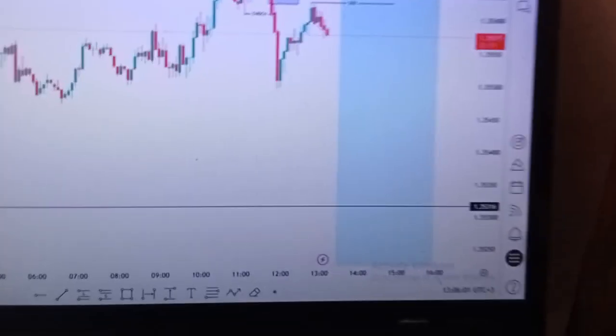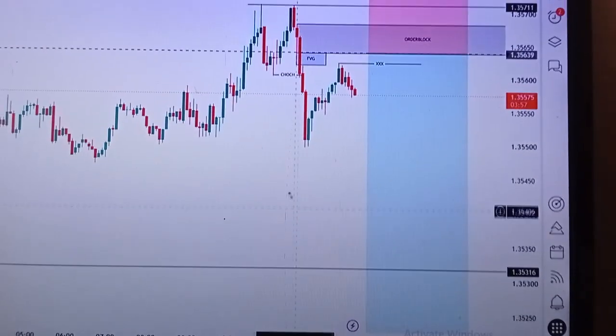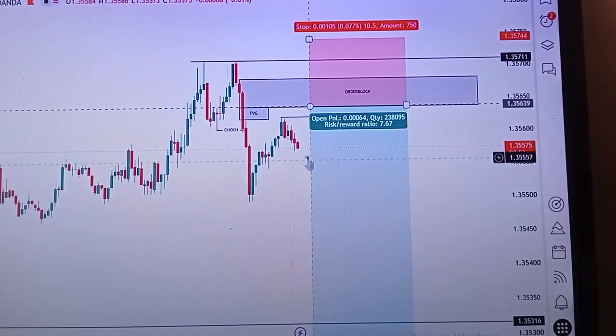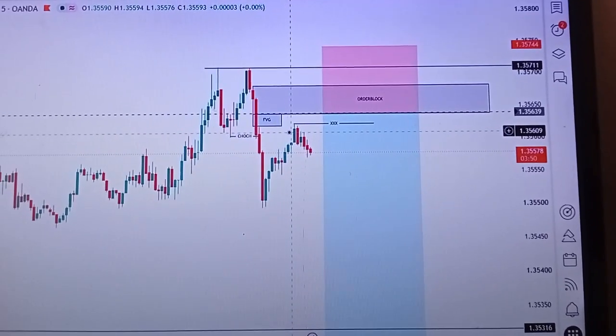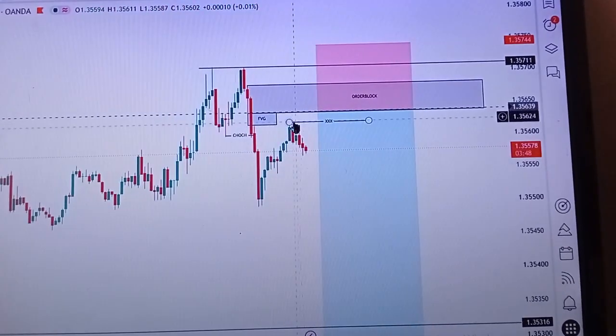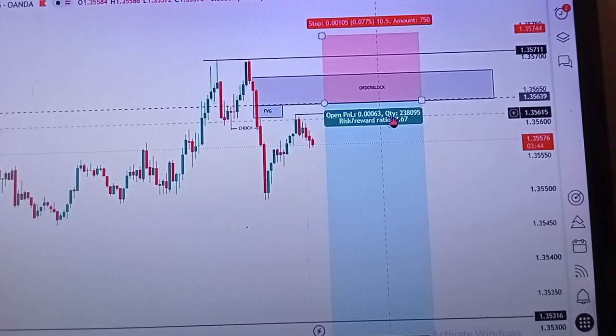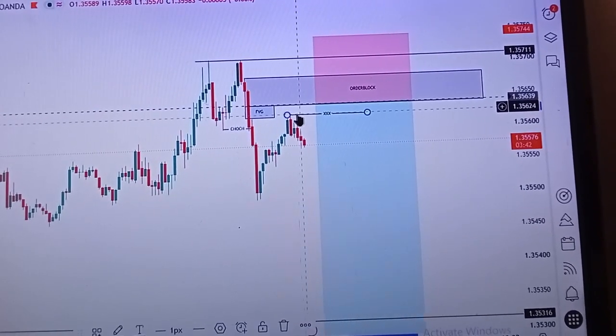Guys, quick update. Look at what is going on right now. GBP USD is just starting to drop, and this is exactly what I said. This is what I explained. I said the market should go up, then come back a little bit. Why? To create liquidity. So now you see we have liquidity.